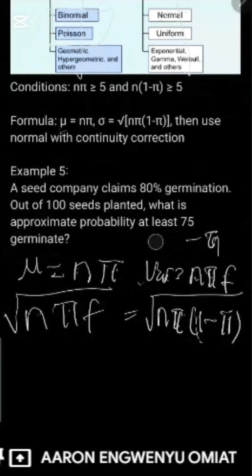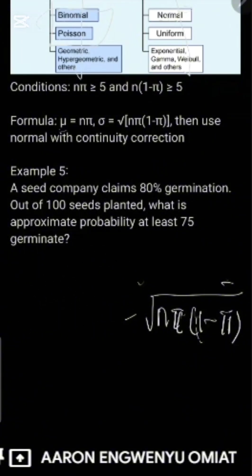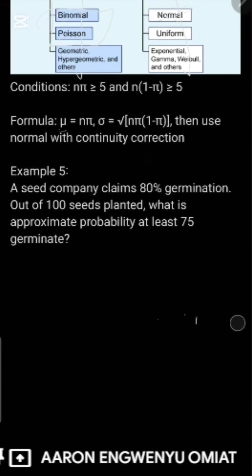Okay. And you can tell this formula is the same as this one here: the square root of number of trials times probability of success times probability of failure, which is the same as 1 minus probability of success. Hopefully we are together. Any questions so far? No question, let's go ahead.